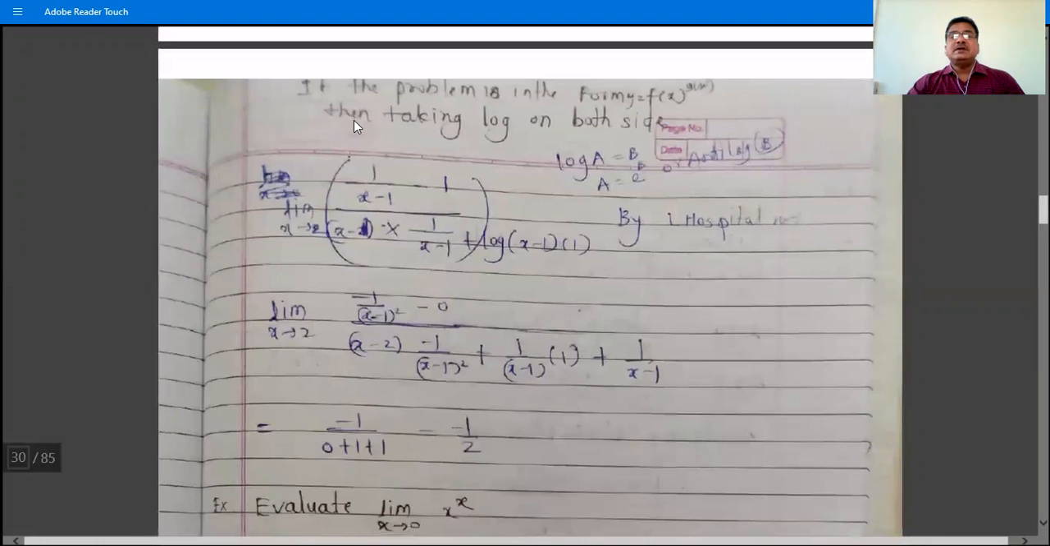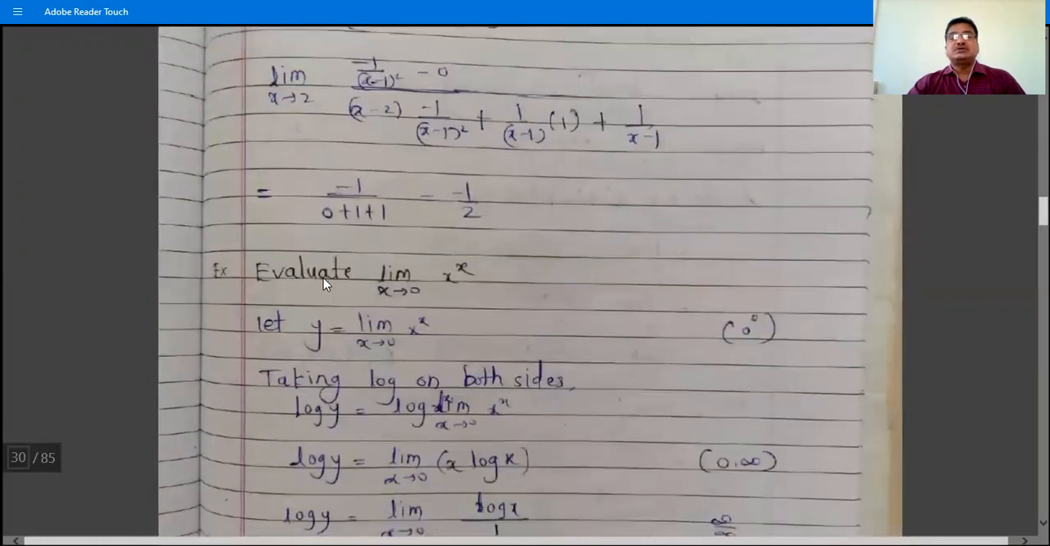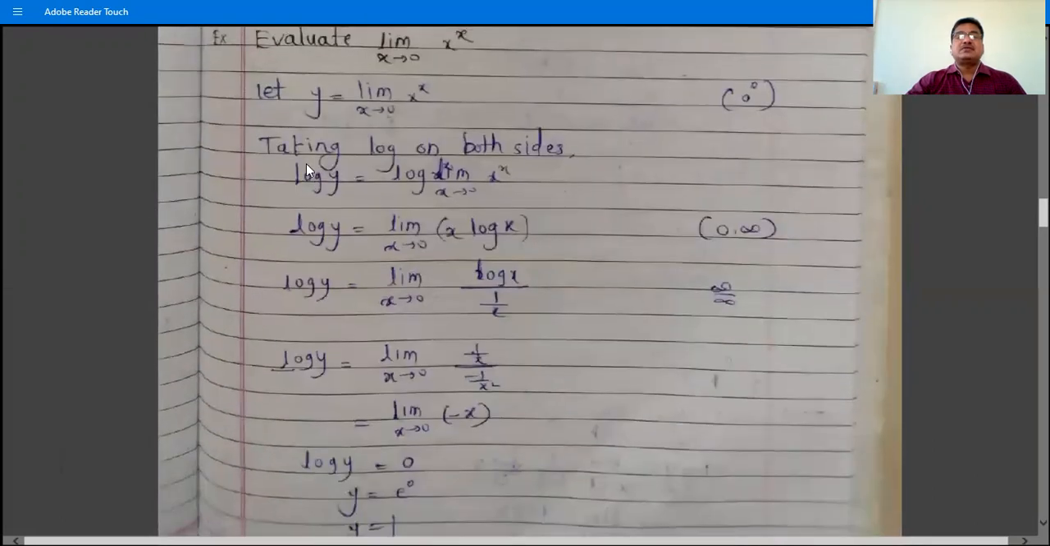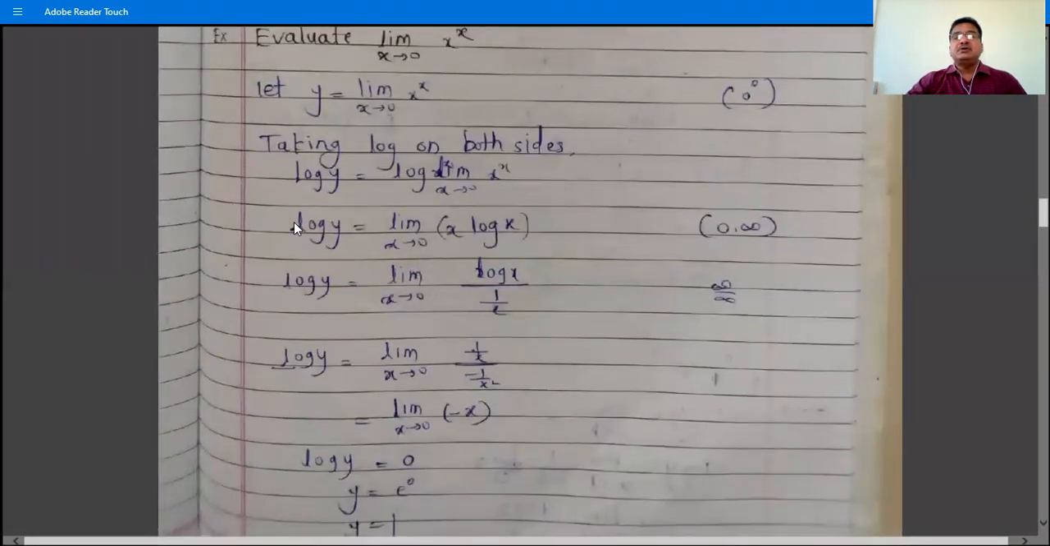But what is the step? Then taking log of both sides. So suppose y denotes this limit x tends to 0, x raised to x. Let y be equal to this. Then taking log of both sides, log y is equal to log of the limit x tends to 0, x raised to x. And limit and log are interchangeable. So we have limit x tends to 0, log of x raised to x. And log x raised to x is what? It is x into log x, by using the rule log a raised to m is m log a.